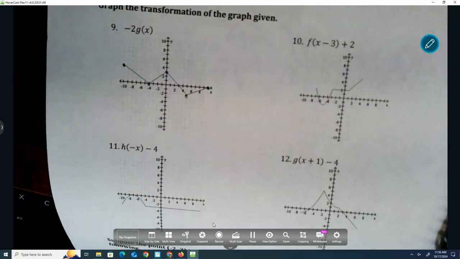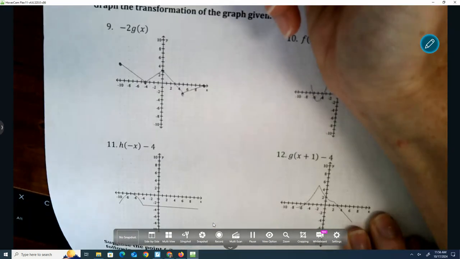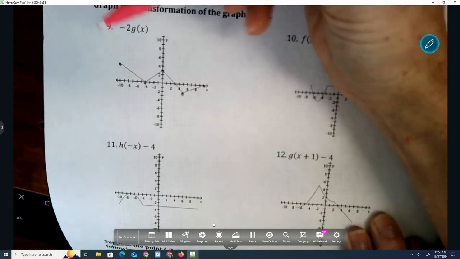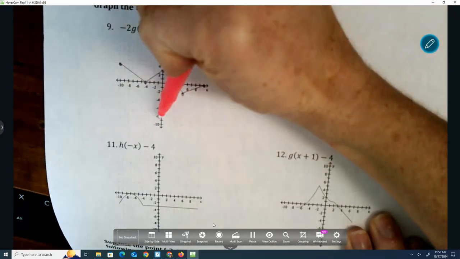Stretch. It's like taking your y's times -2. So you might be able to do that from your graph. You might have to write out points. It just kind of depends on the person. If I want to just straight do it from my graph, I look, this first point, my y value is 4. 4 times -2 is -8.